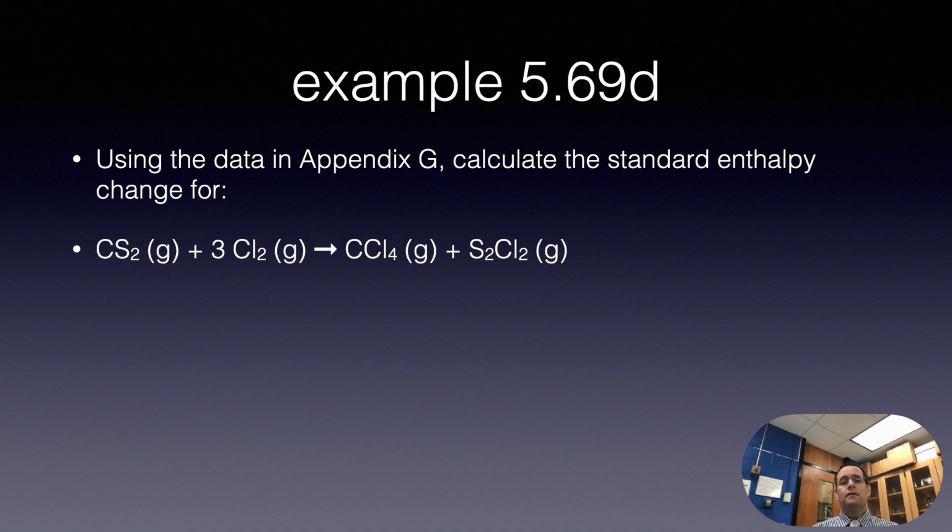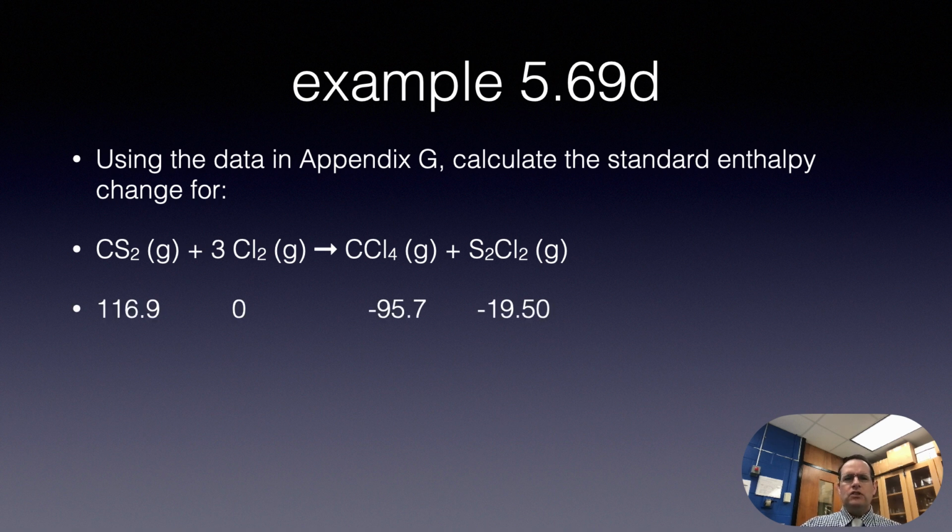Let's do another one. So here we want to start again by using Appendix G to get all of the appropriate thermodynamic values. So here's an interesting chemical reaction. We have carbon disulfide in the gas phase reacting with chlorine gas in the gas phase to produce carbon tetrachloride in the gas phase and S2Cl2. I don't remember the name of that. I think it's disulfuryl chloride. You might look that up if you're interested in knowing that, okay?